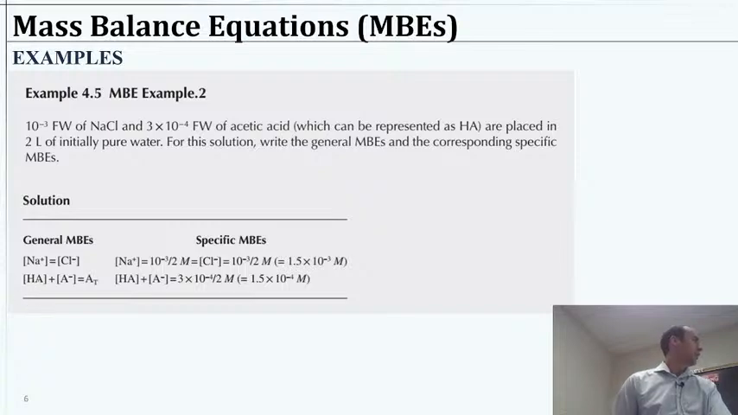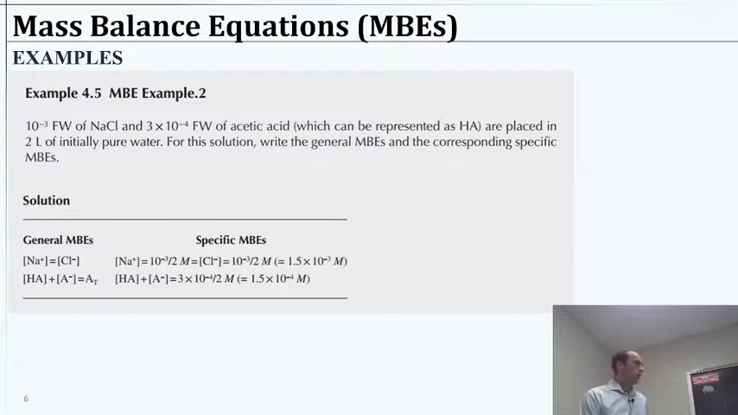Okay, so the Na is equal to Cl minus, and we can calculate each of those just to say that 10 to the minus third divided by 2 liters gives us moles per liter. That's chloride, which is also equal to the sodium, which is 1.5 times 10 to the minus third moles per liter.